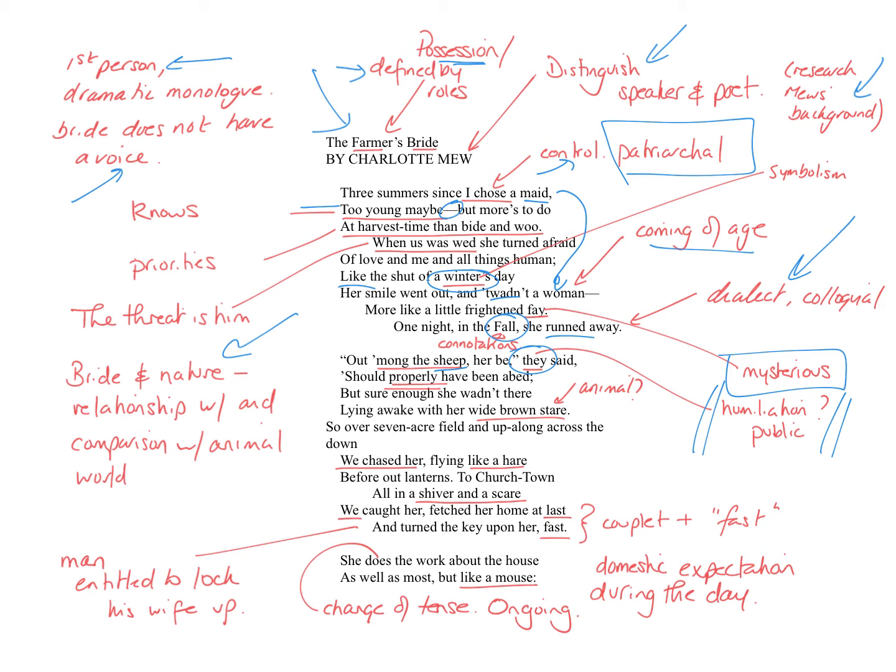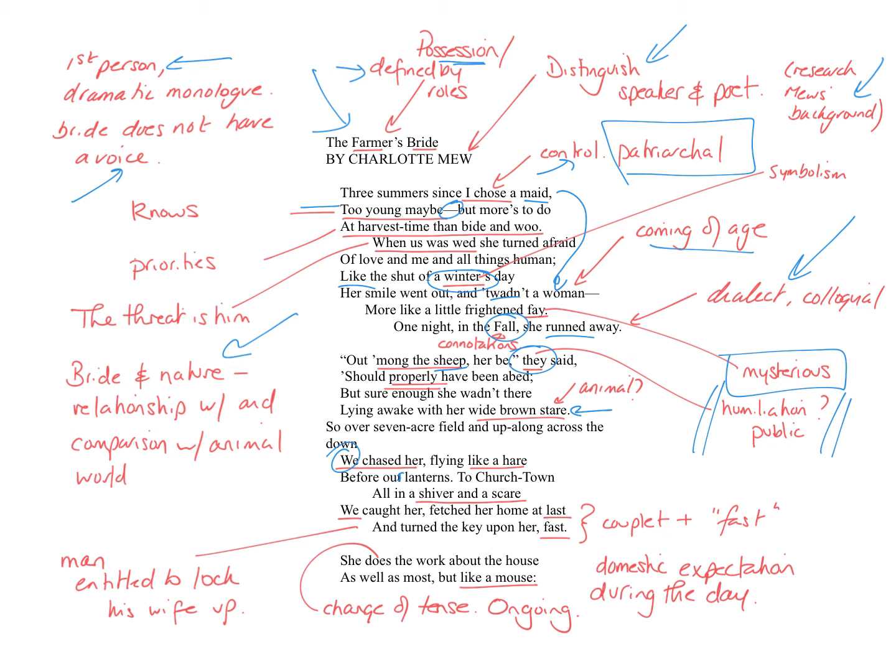She runs to nature. She runs to the sheep. When he checks, she's not there, lying awake with her wide brown stare. So his perception of her earlier is she lies in bed with her eyes wide open, just kind of waiting, just scared, almost described in animalistic terms, that idea of animals having their eyes wide open when they're frightened, big brown eyes of the animal. And then the way that she's talked about adds to that perception. We chased her, flying like a hare before our lanterns.